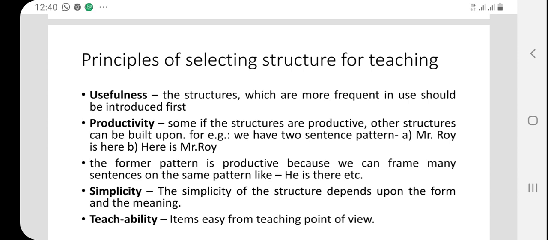Then we have productivity. Productivity means that one sentence can be rearranged into many forms. As I told you, Ahmed is here and here is Ahmed. The words are changed, but the meaning is same. The words are changed, the grammatical category is correct, and the meaning is also the same, but these are two different structures. This is called productivity. Productivity means to produce more than one sentence from the same structure. So this is called productivity.